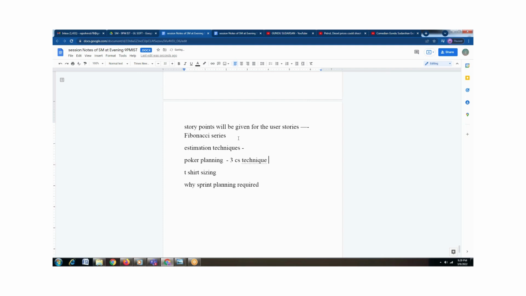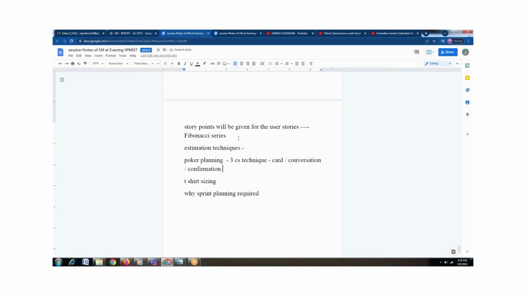So what is the 3C's technique? Card, conversation, and confirmation, right? So based on these 3 steps, story points will be decided.